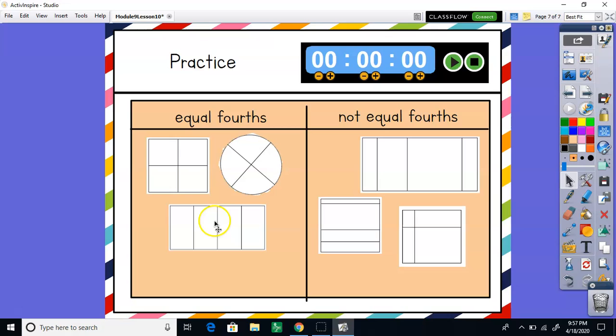So today, when you are dividing your shape into fourths, please take your time, and you can always get rid of lines and put them back. And make sure that you are partitioning equal parts. You don't want them to look like this, because then that's not equal. So take your time and have fun.